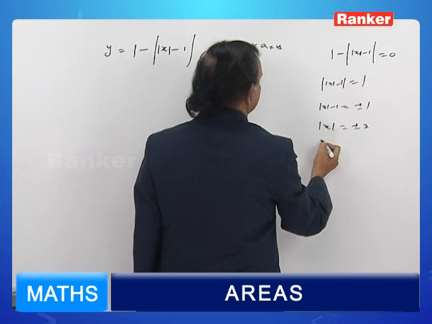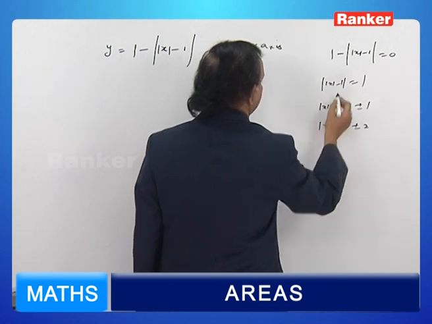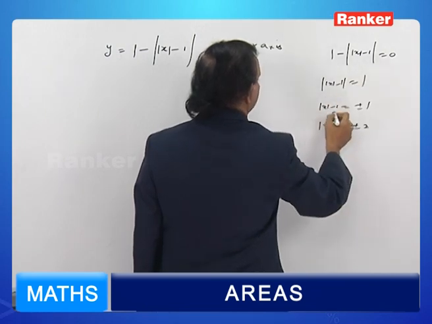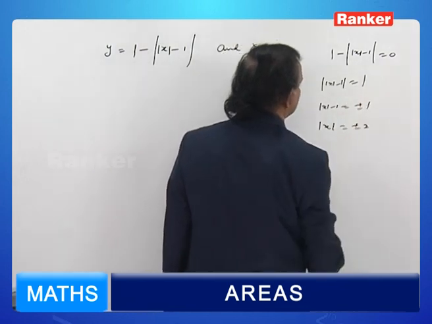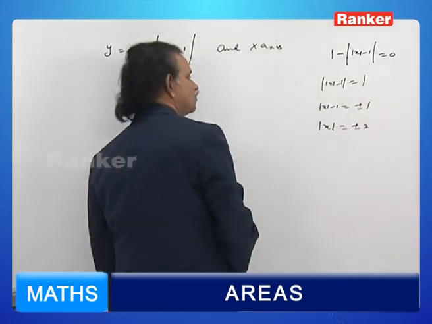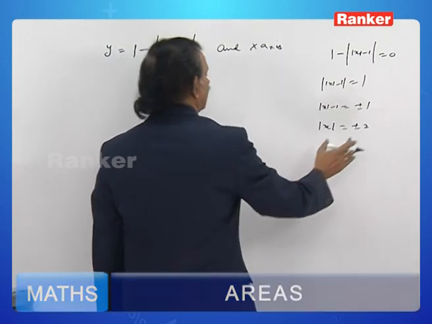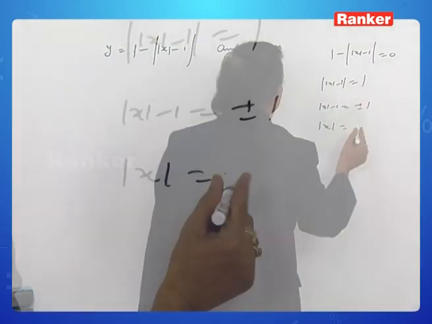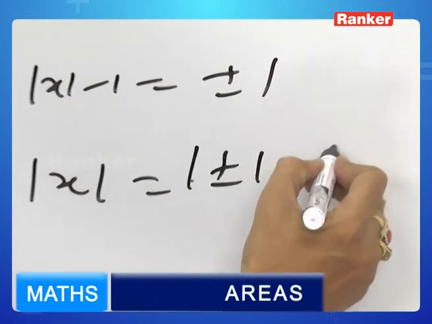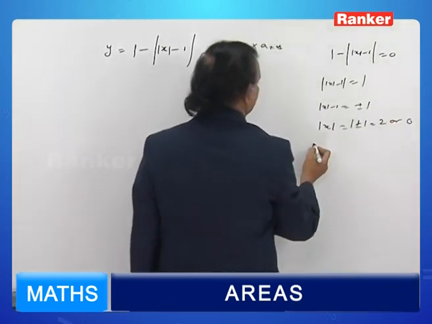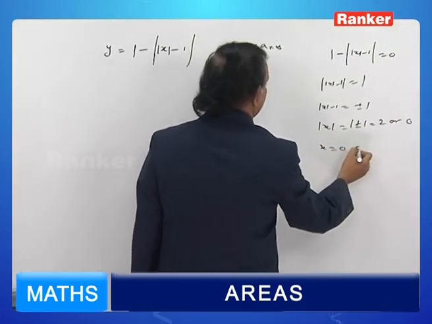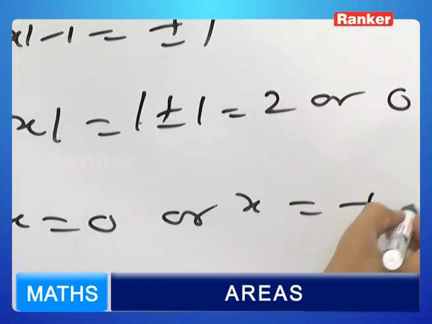Mod x is equal to plus or minus 2. Mod x minus 1 is equal to 1. Mod of mod x minus 1 is 1. Therefore, mod x minus 1 is equal to plus or minus 1. Hence, mod x is equal to 1 plus or minus 1, 2 or 0. So, x is equal to 0 or x is equal to plus or minus 2.